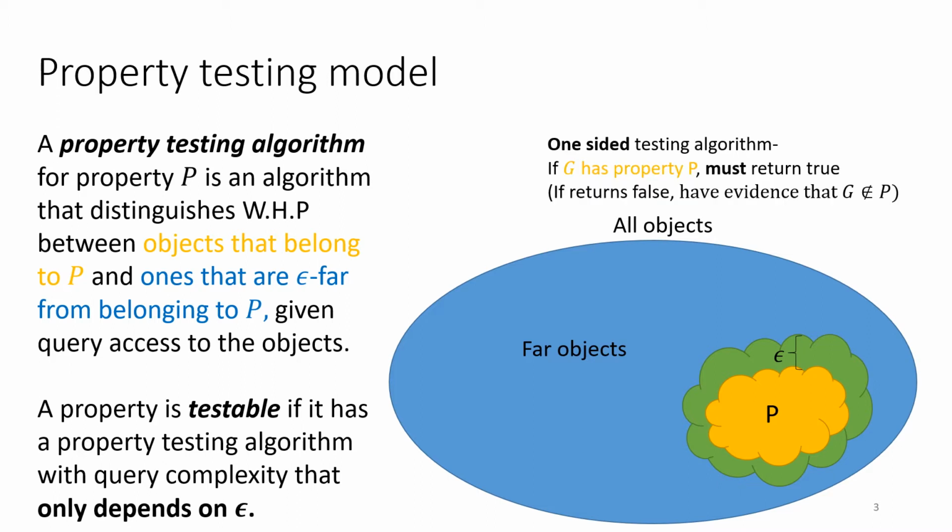One-sided testing algorithms are ones that have only false positives. That is to say, if an object belongs to a property, the algorithm must say it belongs to it. If it does not, the algorithm is allowed to err with some probability.